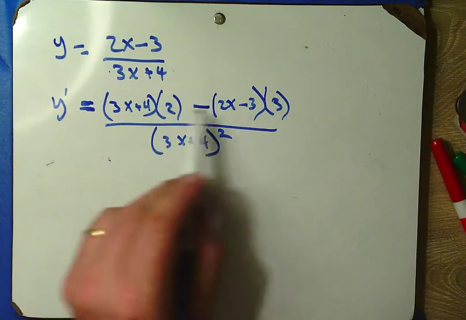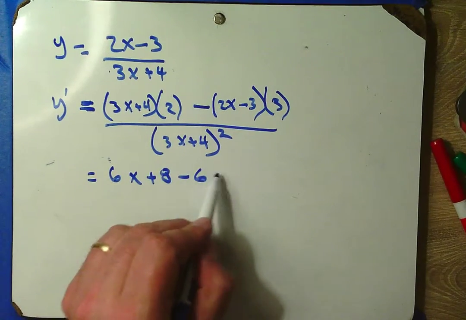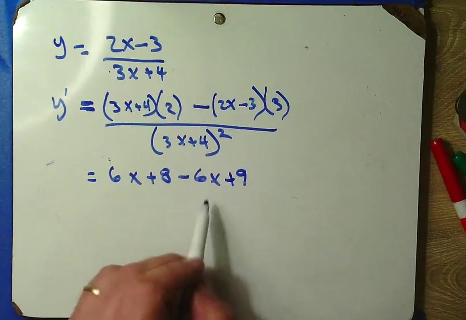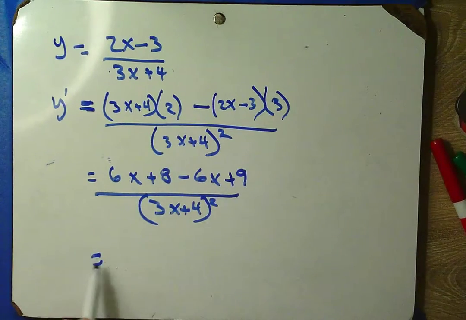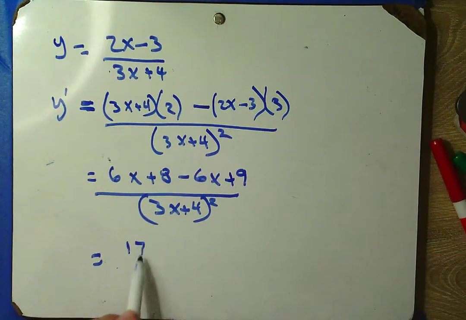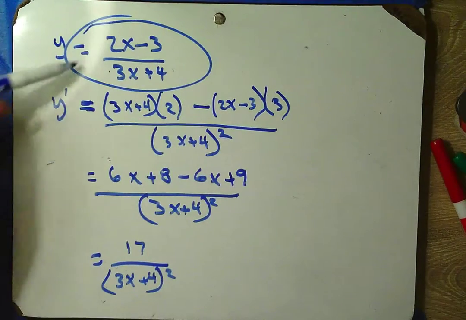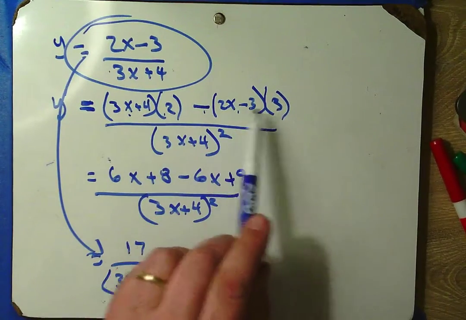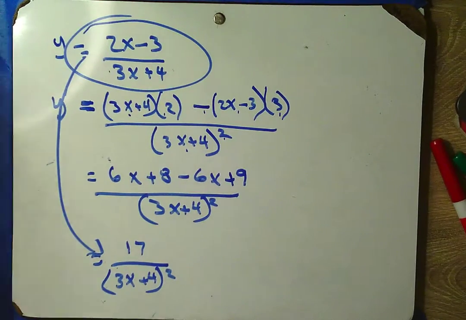So we're going to be distributing and combining like terms here. I'm going to have 6x plus 8 minus 6x minus a minus is plus 9 all over 3x plus 4 squared. Or when we combine like terms, we get 17 over 3x plus 4 squared. It's really hard to see how this turns into this without doing low d high minus high d low over low squared. Okay? So we need that quotient rule.